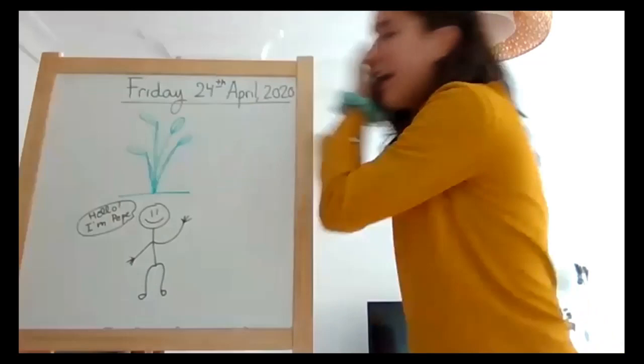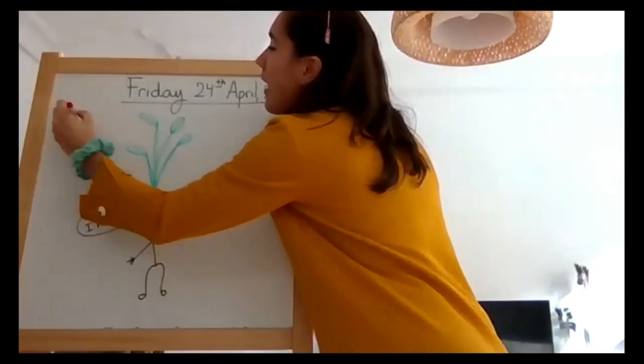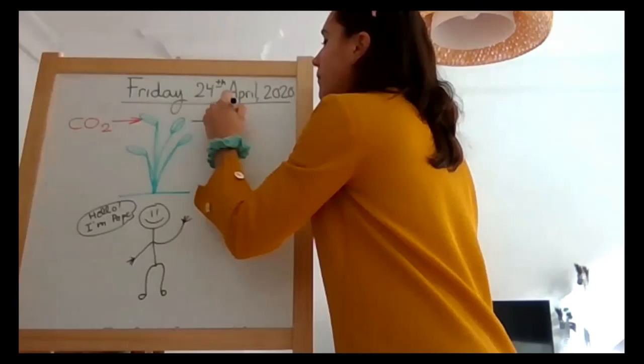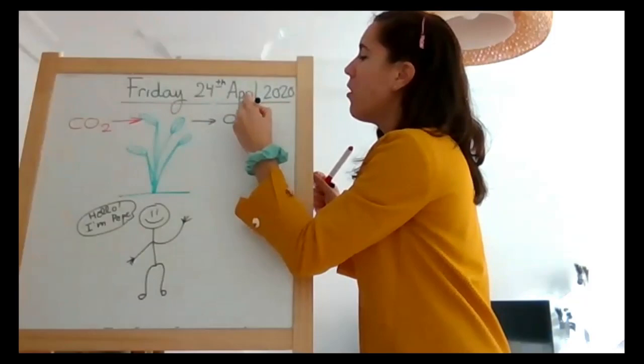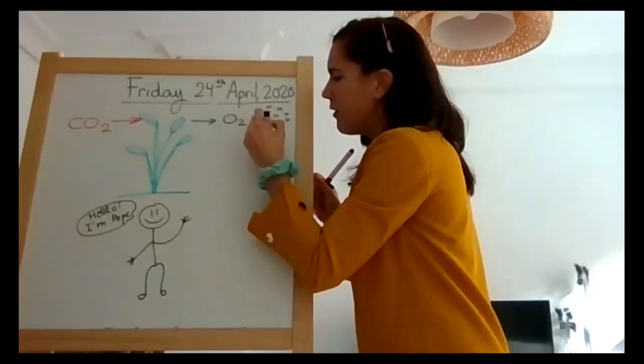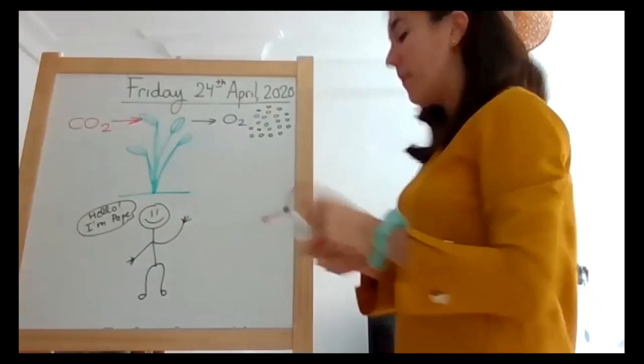Okay, so during the photosynthesis, concentrate, this is important. During the photosynthesis, the plant absorbs carbon dioxide. Yes, it absorbs carbon dioxide and it expels oxygen. Imagine that it produces more or less this oxygen. A lot of oxygen. During photosynthesis, they produce a lot of oxygen. All this oxygen, okay?